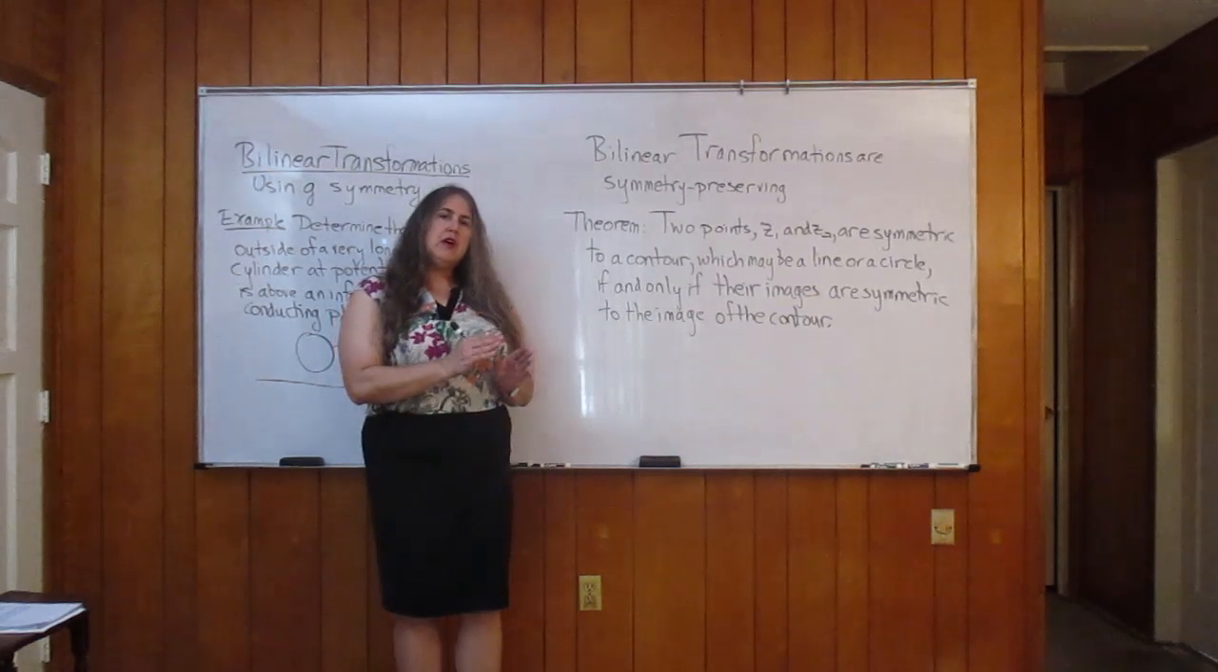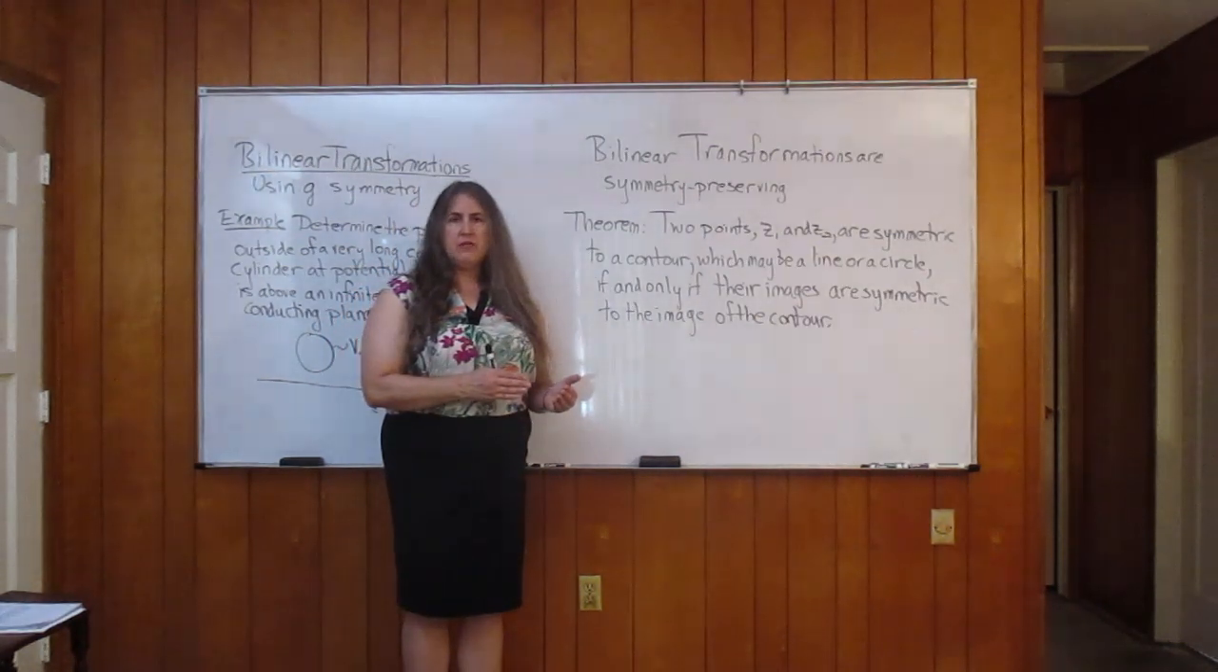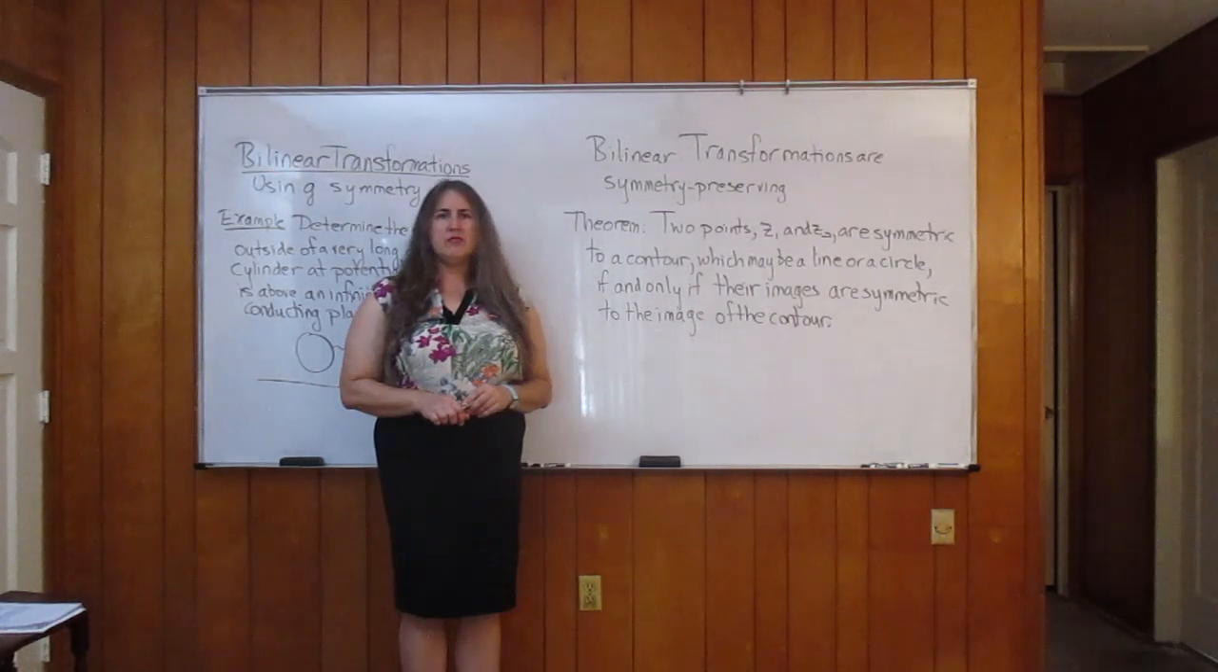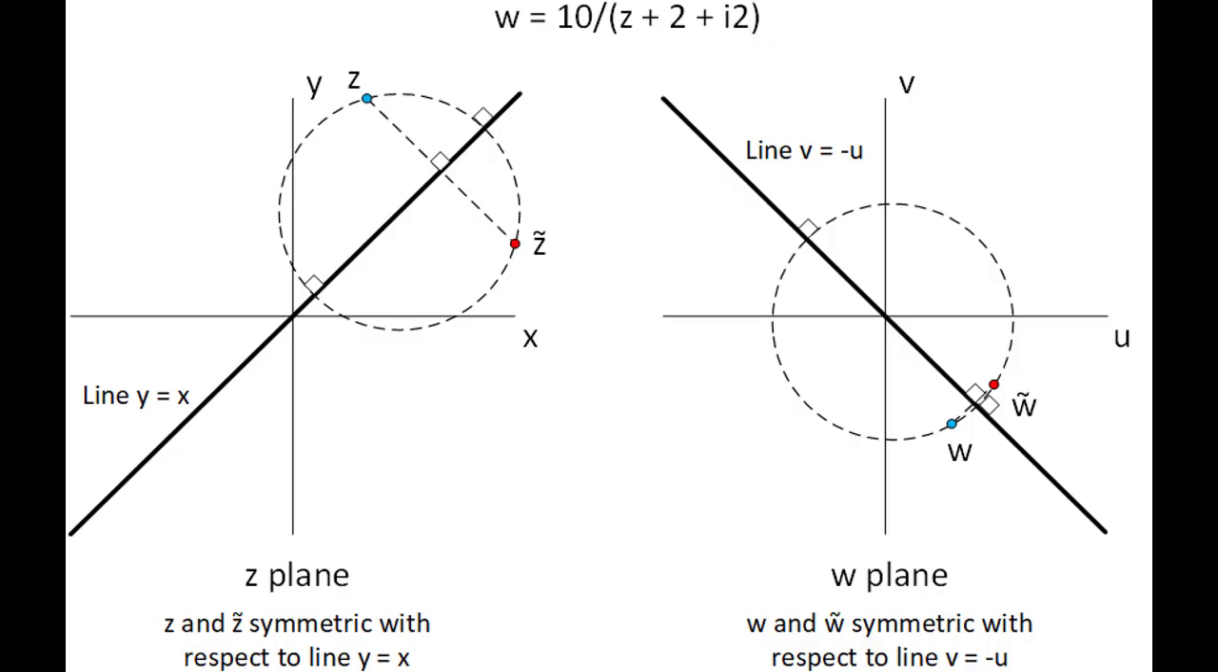Take a look, see that the two symmetry points to that straight line also map over to two symmetry points in the W plane. The transformation, W is equal to 10 divided by Z plus 2 plus i2, maps the straight line defined by Y equals X to the straight line defined by V is equal to minus U. We'll denote a symmetric point by a tilde. The images of the points Z and Z tilde, that is to say W and W tilde, are symmetric to the line defined by V is equal to minus U. Under a different bilinear transformation, the images of the two points would also be symmetric to the image of the line defined by Y equals X. This is what is meant by the term symmetry preserving.